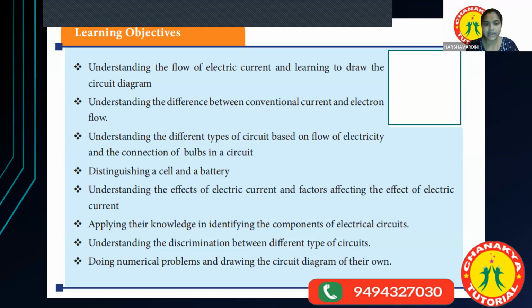We'll be seeing connections of bulbs in a circuit. Those are normal activities. We'll also see the difference between a cell and a battery. Then we will understand the effects of electric current. That is the next part. So the first to fourth points are the first part of this chapter. This chapter is quite big. It may take even two to three weeks to complete, minimum.